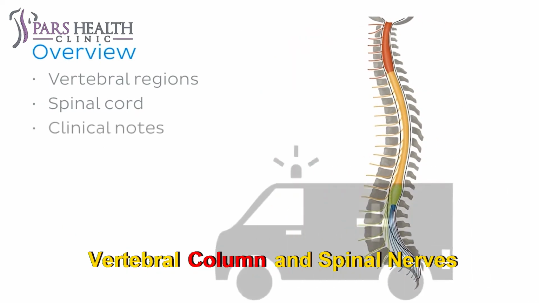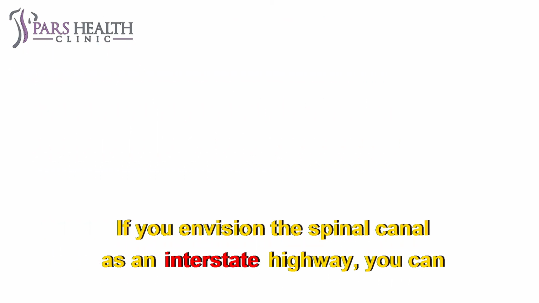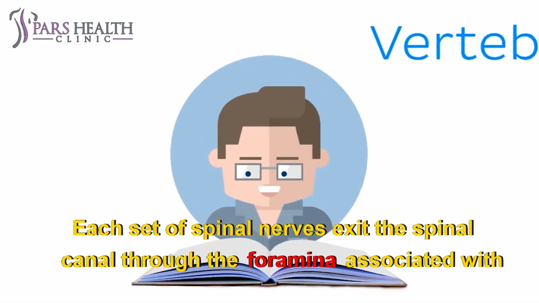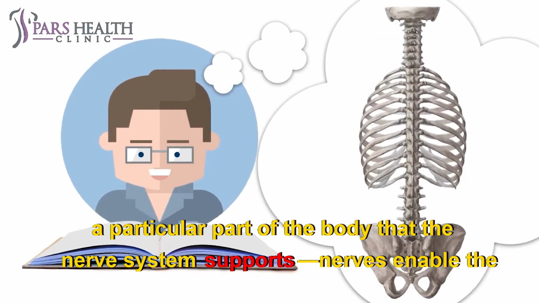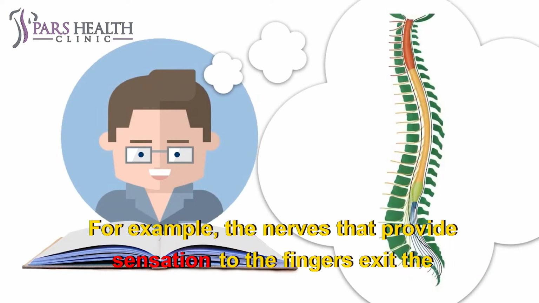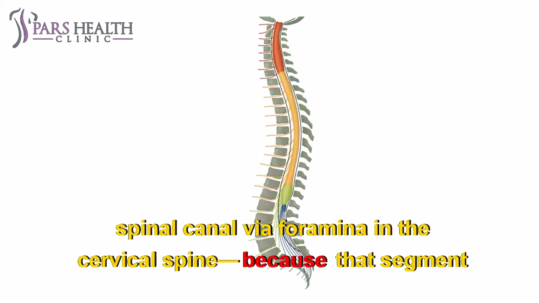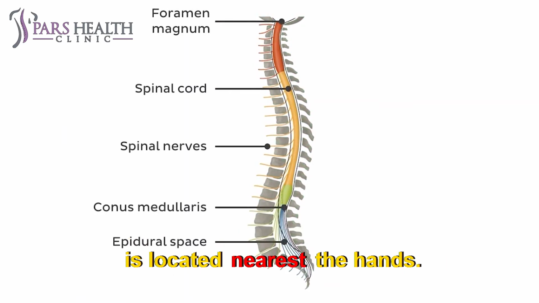Vertebral column and spinal nerves. If you envision the spinal canal as an interstate highway, you can imagine the foramen as highway exits. Each set of spinal nerves exit the spinal canal through the foramina associated with a particular part of the body that the nerve system supports. Nerves enable the function, motor, and feeling, sensation. For example, the nerves that provide sensation to the fingers exit the spinal canal via foramina in the cervical spine, because that segment is located nearest the hands.